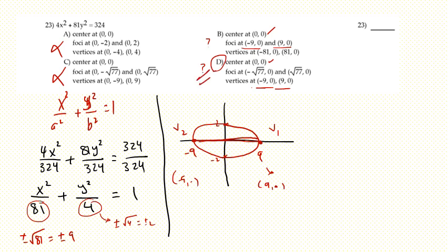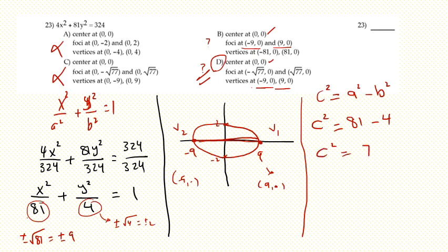Hisham, I don't even have to find the foci. But what if the question was multiple choice and it asks for the foci? I find the vertices, and to find the foci, I know that c squared is equal to a squared minus b squared. So c squared is equal to, a squared is 81, b squared is 4, so c squared is equal to 77.